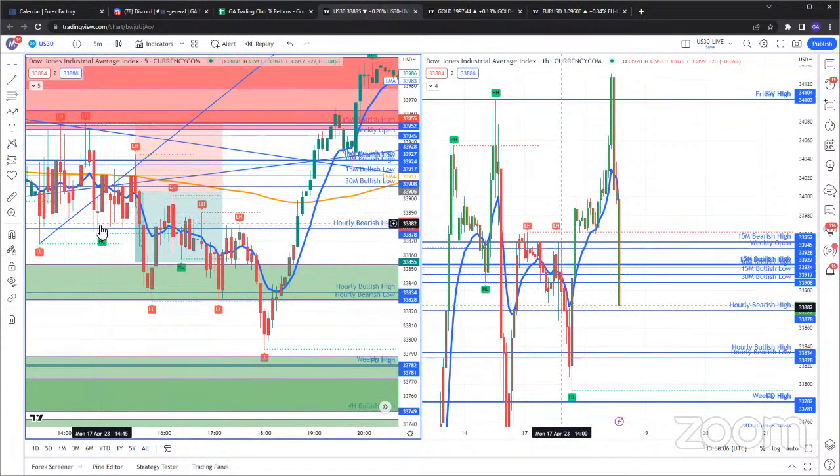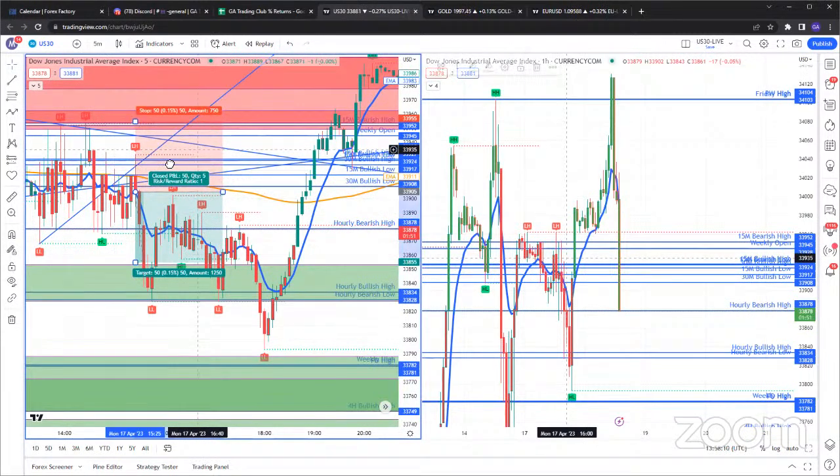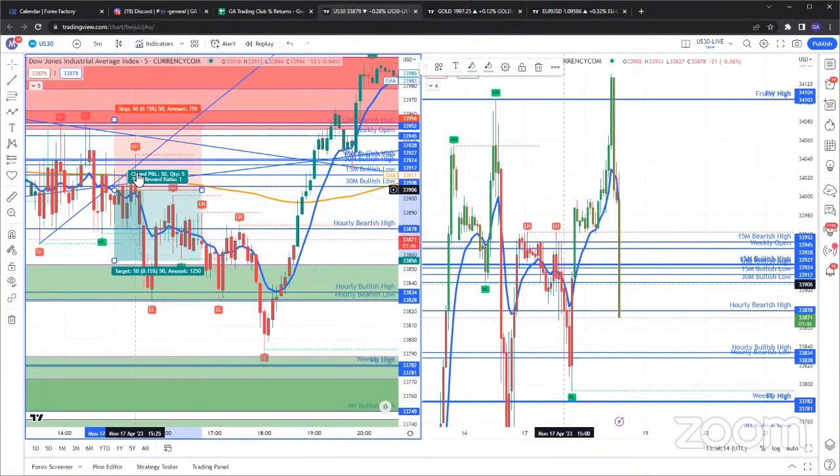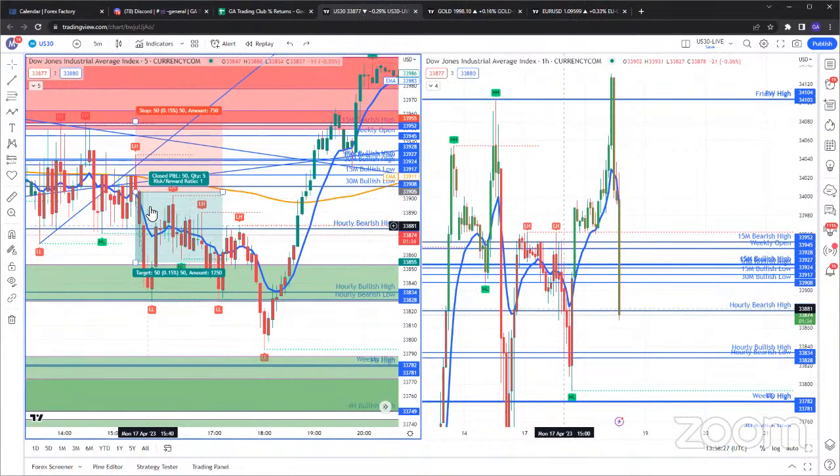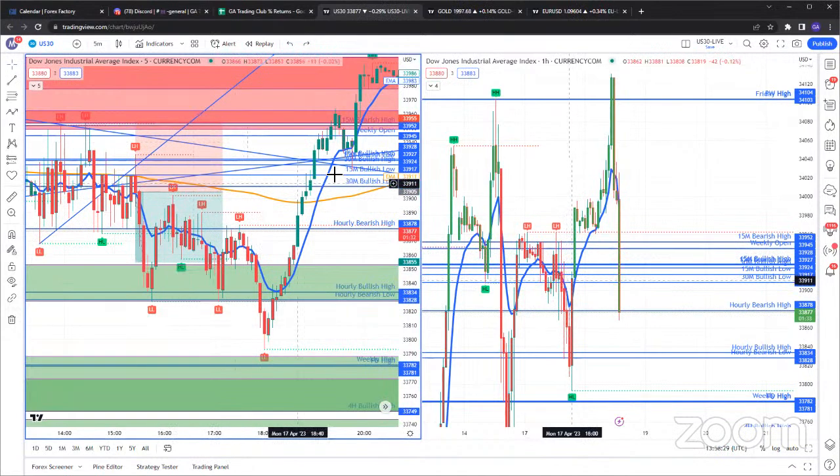Let me see where I entered. Yeah, the first trade I entered was somewhere around here, and then price came back up. So price went up into profit about 35 pips, and then I had set break even for that trade. And then I re-entered when this candle tried to close above, but it came back and closed below. So that's where I entered that trade.